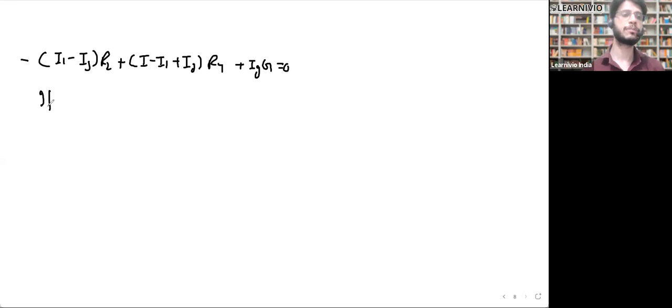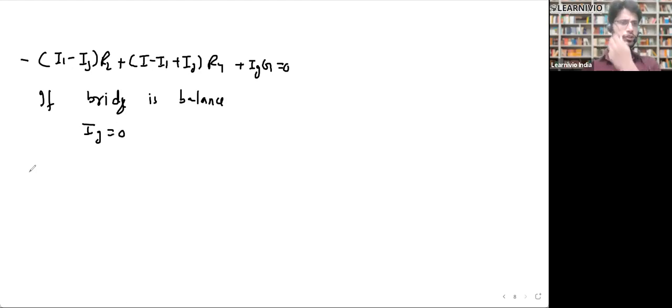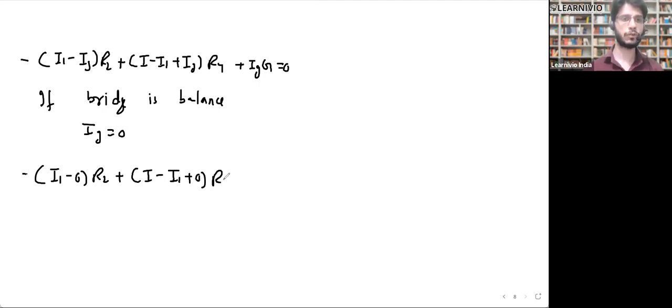Now again, if bridge is balanced, IG equal to 0. When you put IG equal to 0 here, this is minus of I1 minus 0 into R2 plus I minus I1 plus 0 into R4 plus 0 is equal to 0. I minus I1 into R4 is equal to I1 R2.